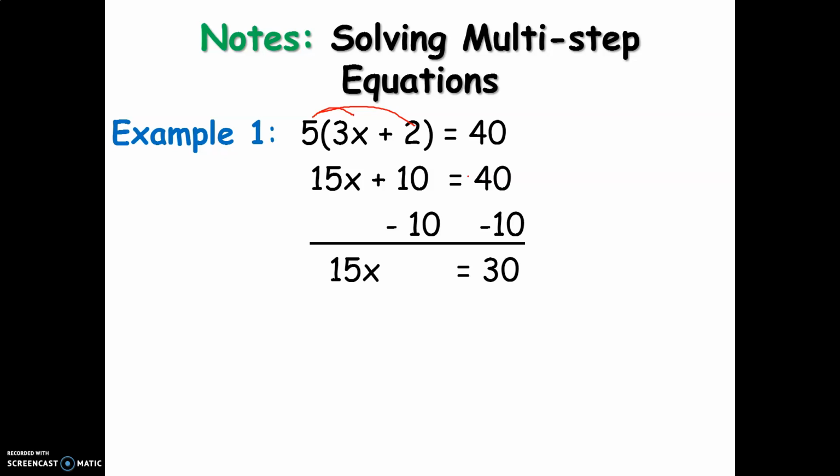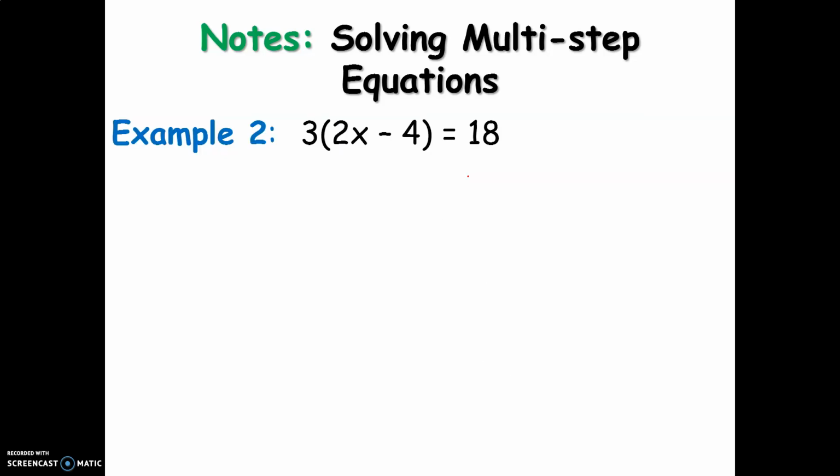Then we would like to isolate the variable x. Next to the x is a times 15. The opposite of multiplying by 15 is dividing by 15. So this becomes, on the left-hand side, 15 divided by 15, or 1x, or just x, and on the right-hand side, 30 divided by 15, or 2.